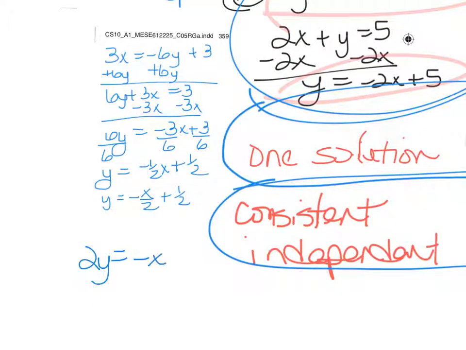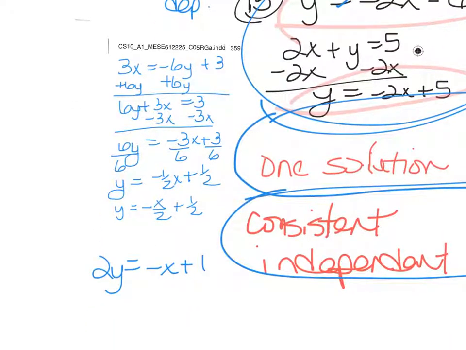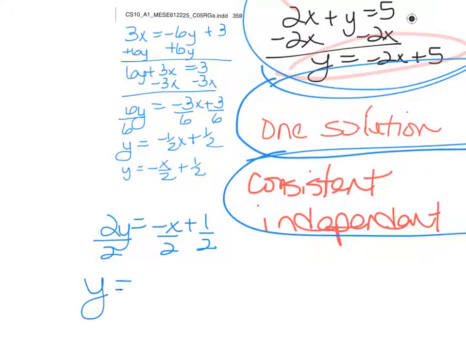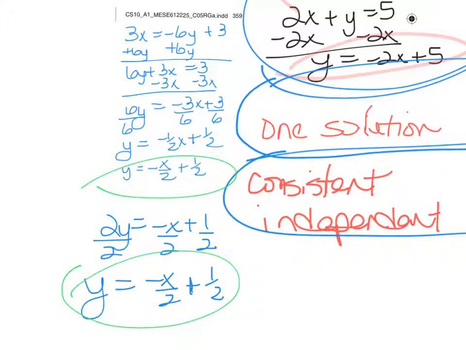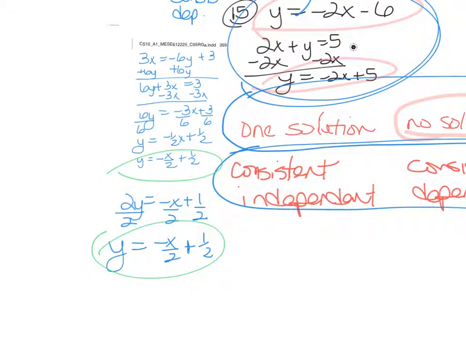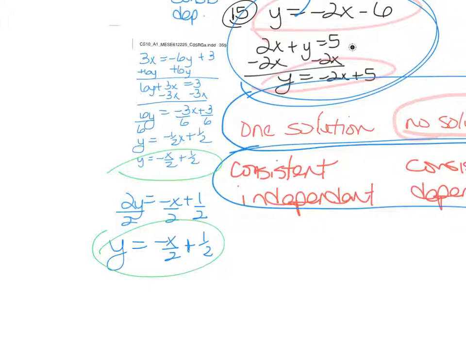So 2y equals negative x plus 1. Divide all three things by 2. And notice it looks exactly the same. So this looks like this. So that's why it was infinitely many. You won't have any fractions on the test. When it's infinitely many, it's always going to be consistent. Right? Correct. And then if it's one solution, it will be consistent independent. Yes. Consistent independent when it's one solution.